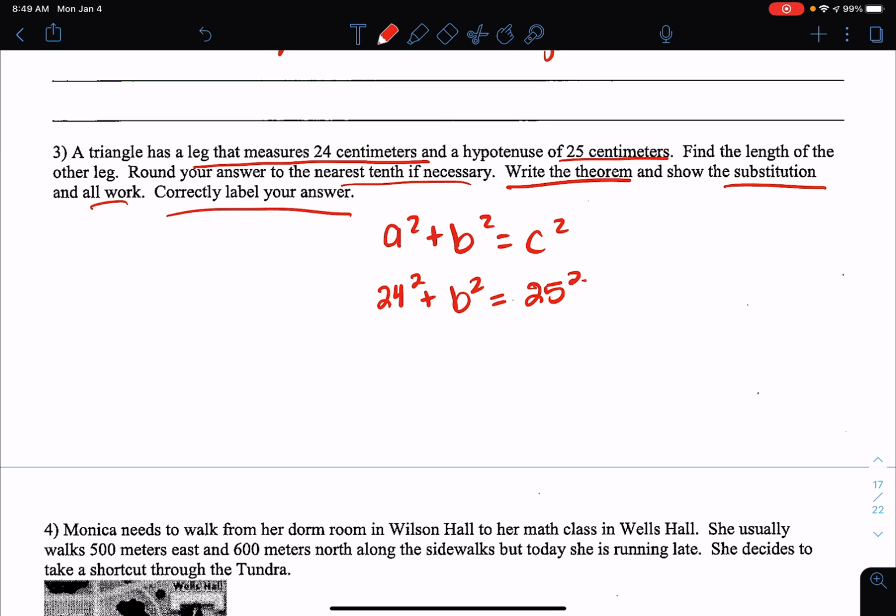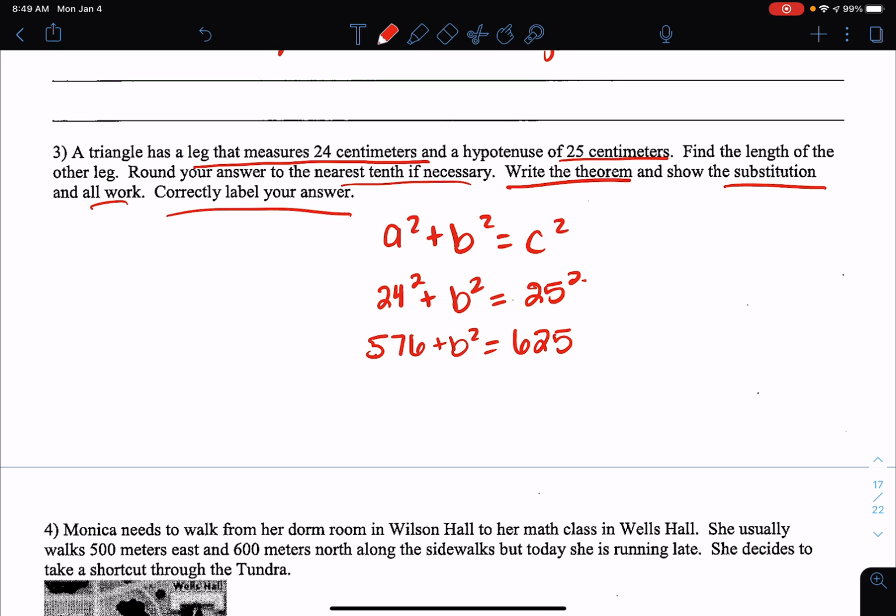Okay. Go ahead and simplify. I have 24 squared is going to be 576 plus b squared. Once again, we can't do anything with that. And then 25 squared is equal to 625.